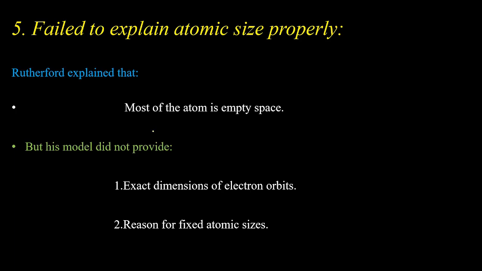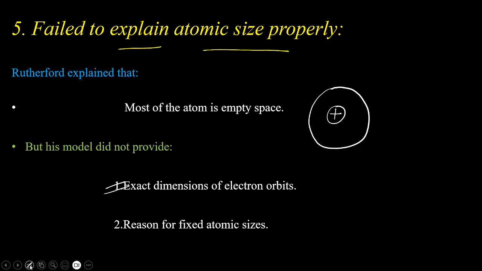So, Rutherford's atomic model fails to explain atomic size properly. Rutherford's atomic model only stated that electrons are rotating around the nucleus in any circular path, but it could not explain the exact dimensions of electron orbits.